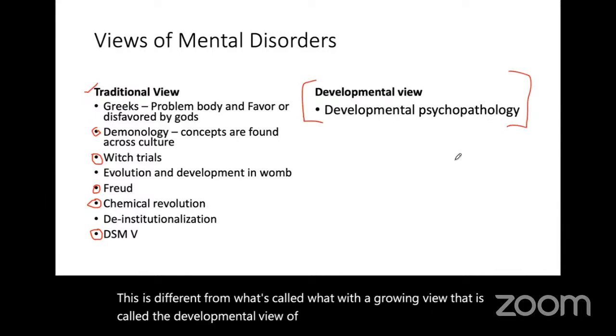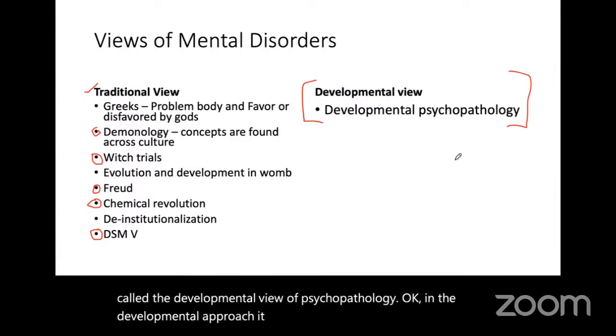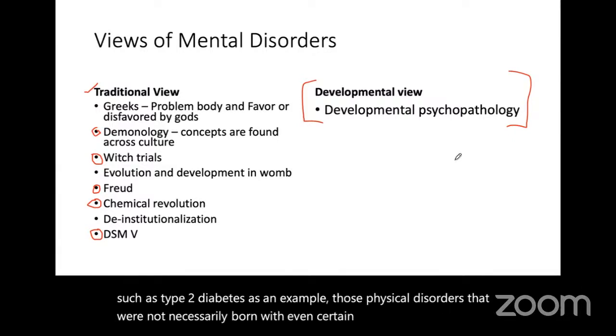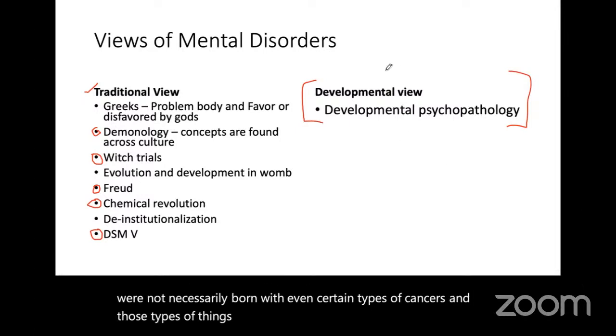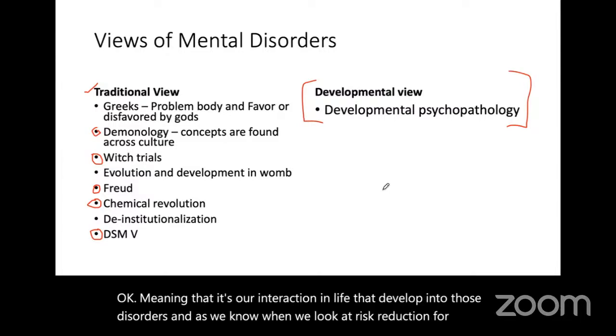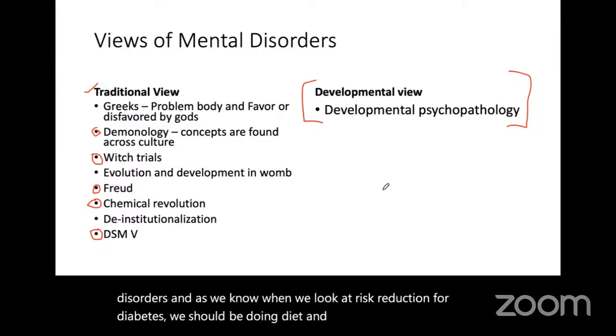Okay. In the developmental approach, it states that just like an organic disorder, such as type 2 diabetes, as an example, those physical disorders that we're not necessarily born with, even certain types of cancers and those types of things, they occur over a developmental period. Okay. Meaning that it's our interaction in life that develops into those disorders. And as we know, when we look at risk reduction for diabetes, we should be doing diet and exercise, all of those kinds of things.